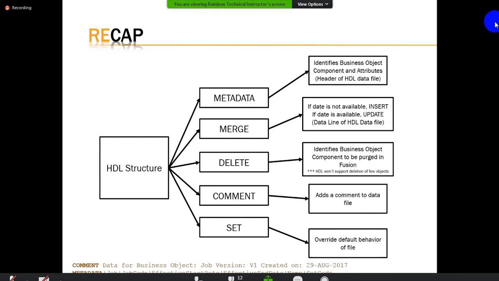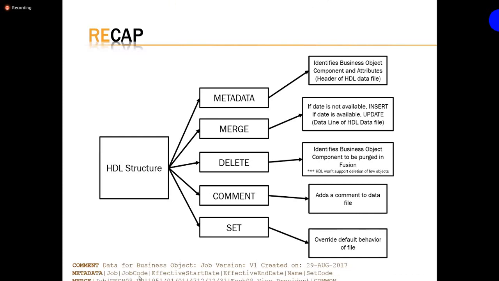If you see METADATA Job, I'm trying to send data for a job. Job is an object, and the columns are job code, effective start date, effective end date, name, and set code. That is the metadata. And I'm sending the data line with a merge statement, where the data line is merge followed by the object name and followed by the data: the job code, effective start date, effective end date, the job name, and set code as common. That's what I have sent in the merge.